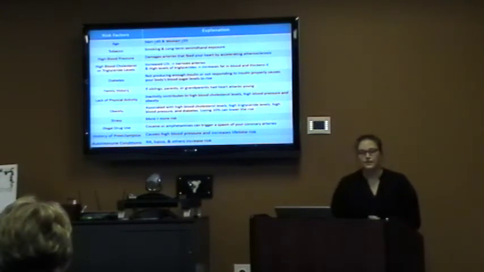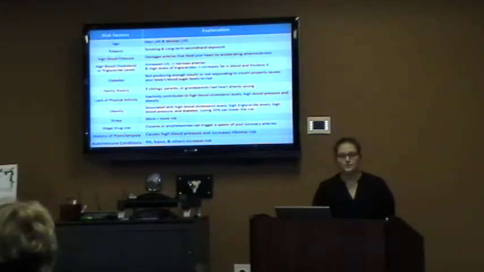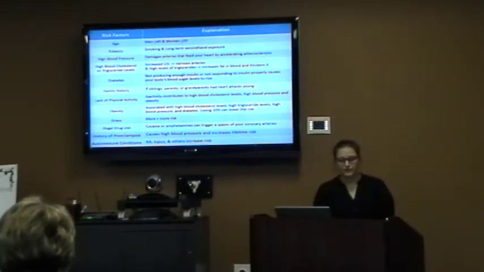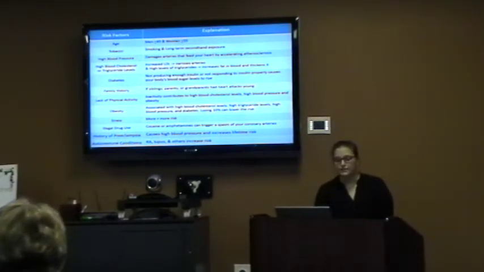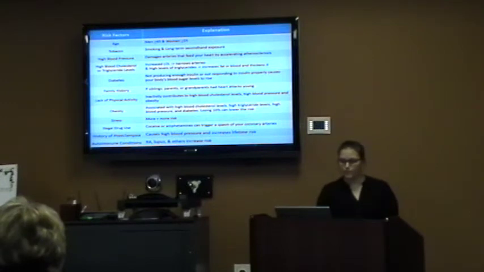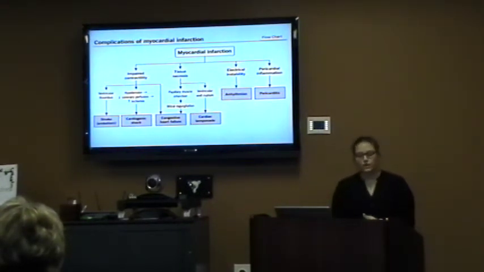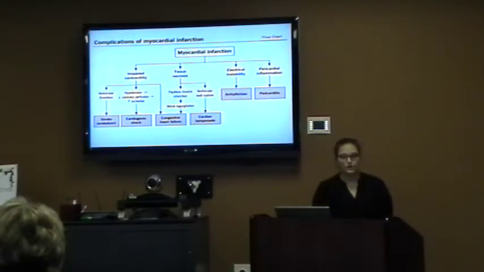These are some of the risk factors of a heart attack. They include age, tobacco use, high blood pressure, high blood cholesterol or triglyceride levels, diabetes, family history, lack of physical activity, obesity, stress, illegal drug use, autoimmune conditions, and specifically for females, history of preeclampsia. Some complications of myocardial infarction include stroke, cardiogenic shock, congestive heart failure, cardiac tamponade, arrhythmias, and pericarditis.